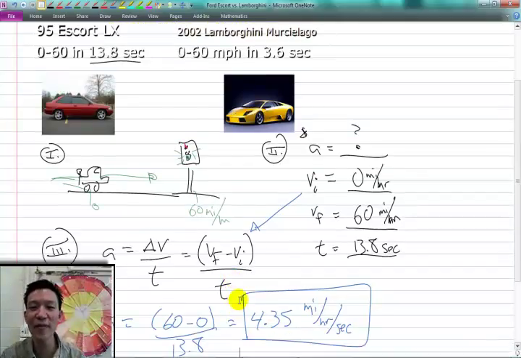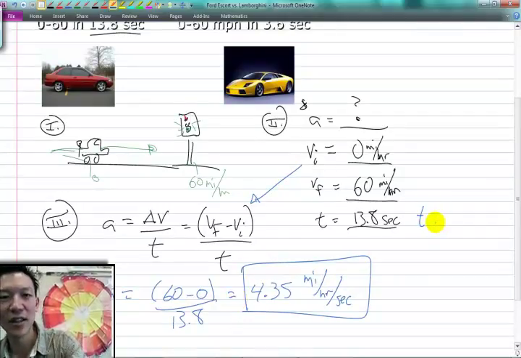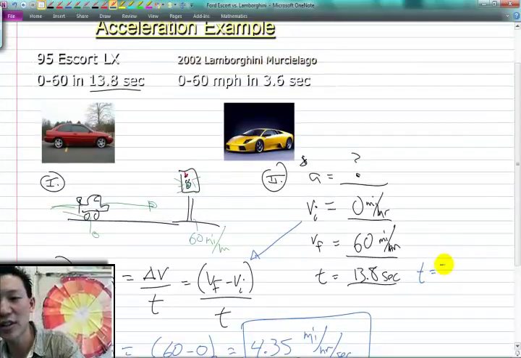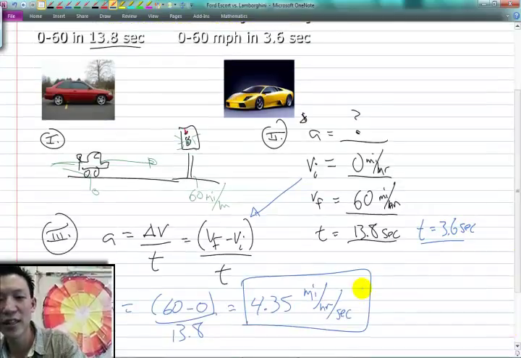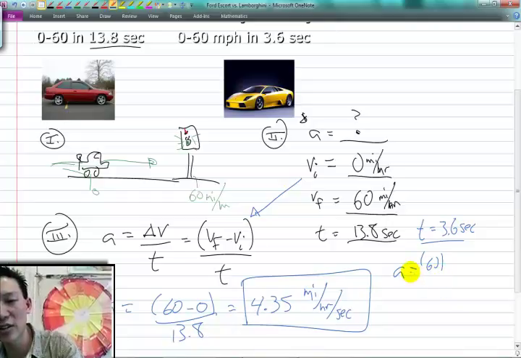So in this case, let's take a look, okay? Everything's the same, but the time now is 3.6 seconds, okay? So the time for the Lamborghini is 3.6 seconds. So when we plug and chug, the acceleration for the Lamborghini is just going to be 60 minus 0, but over 3.6 seconds, okay? See that? So let's punch that in our calculators. Tell me what you get. 60 over 3.6.